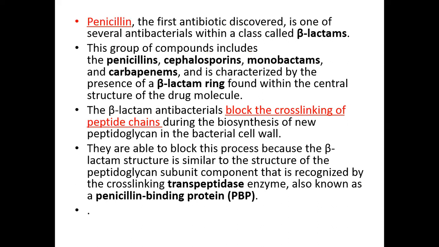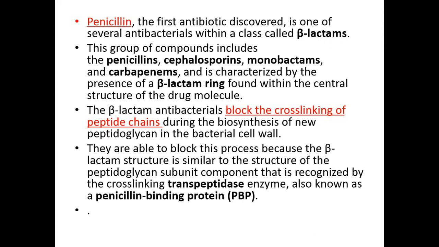So which antibiotics influence the cell wall? Of course, penicillin, which was the first antibiotic discovered, is one of the several antibacterials within a class called beta-lactams. This group of compounds includes penicillins, cephalosporins, monobactams, and carbapenems, and is characterized by the presence of a beta-lactam ring found in the central structure of the drug molecule.